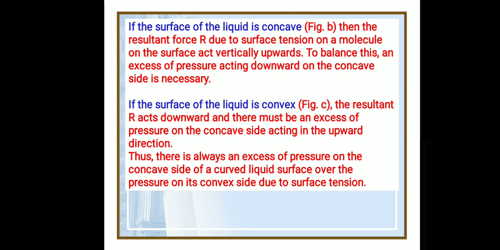Again see, if the surface of the liquid is concave, then the resultant force R due to surface tension on a molecule on the surface acts vertically upward, and to balance this force, excess pressure acting downward is necessary. If the surface of the liquid is convex, then the resultant force R acts downward, and the excess pressure on the convex side must be in the upward direction. Thus, there is always an excess of pressure on the concave side of the curved liquid surface over the pressure on its convex side due to the surface tension.